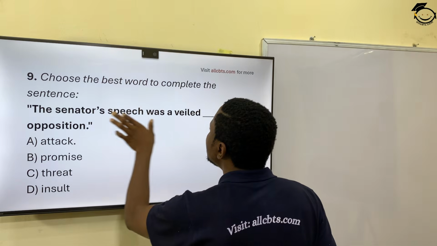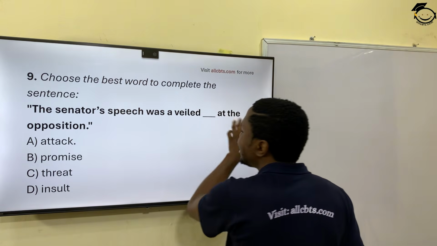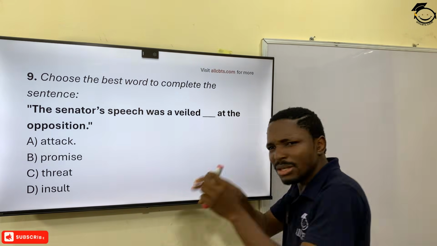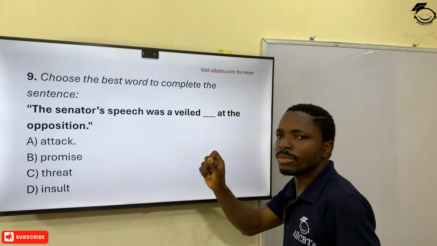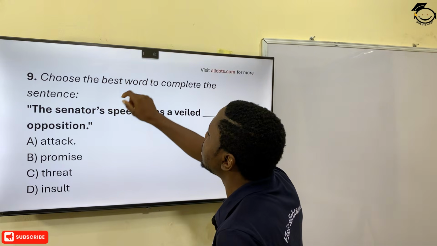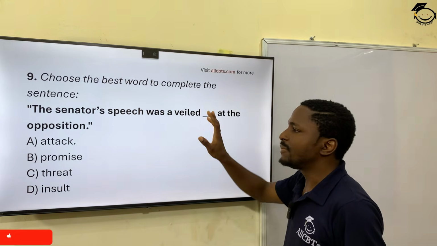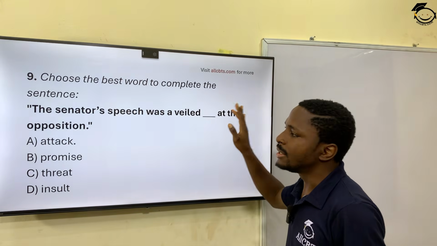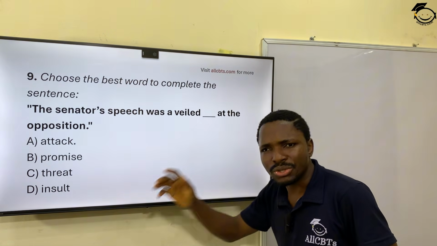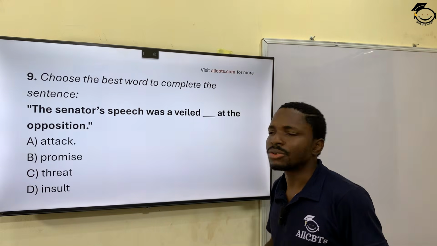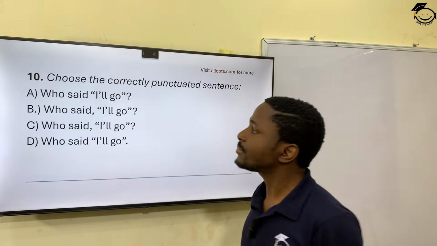So the senator's speech was a veiled insult or attack. Attack seems to be the most fitting, like you can see in the instruction: choose the best. So attack seems to be the best word to fit the sentence. The senator's speech was a veiled attack at the opposition. Right, that's correct. Question 10.